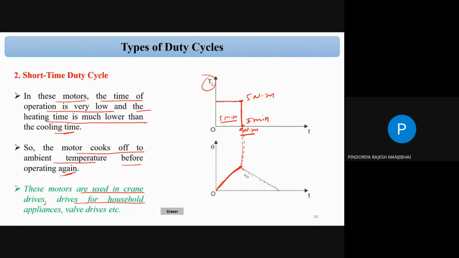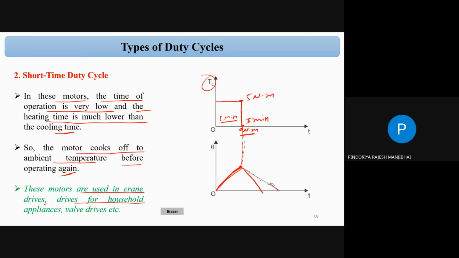Otherwise, what happens? Otherwise this graph would be something like that. This is your increasing, and you stop the motor here, so your temperature is here. The graph is something like that. This is a straight line, something like that. Not this one, not this one.